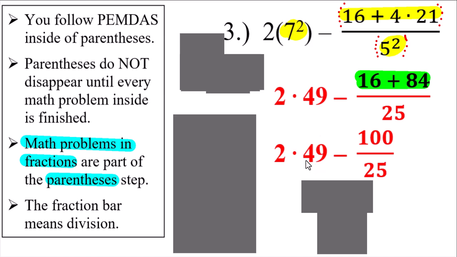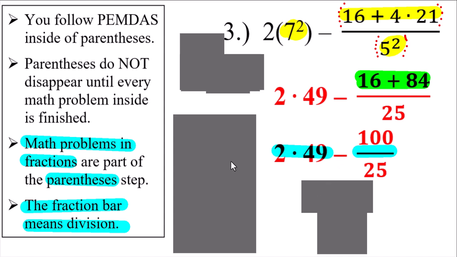Is there any multiplication or division? Yes, we have multiplication here. We have division here with the 100 and the 25. That fraction bar means division. So let's go ahead and do this.